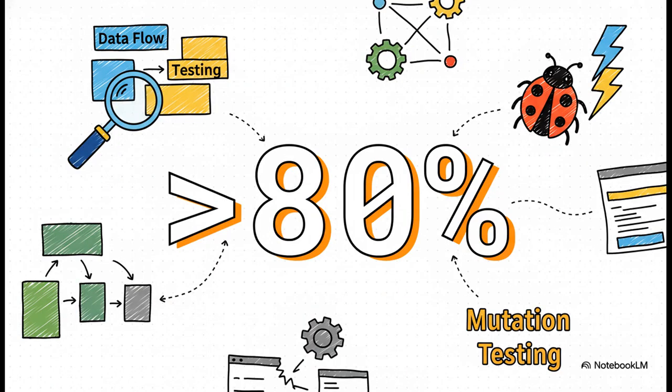And all of this boils down to one simple, powerful number, the mutation score. It's just the percentage of mutants that your test suite was able to kill. If you have a high score, let's say over 80%, you can be pretty confident that your tests are actually doing their job and can find real bugs when they pop up.